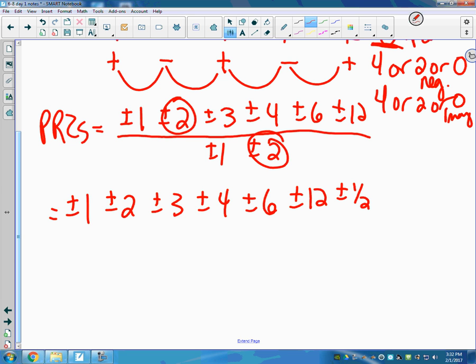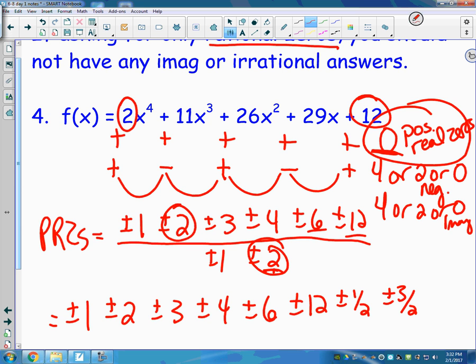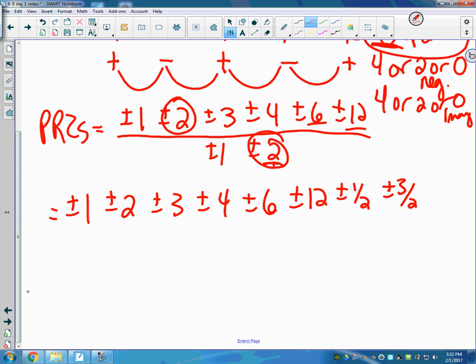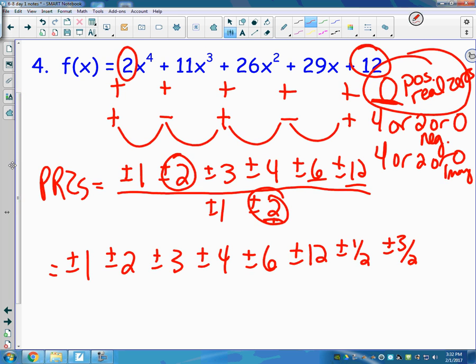That's the same number. But 3 over 2 is different. 4 over 2 is 2, already listed. 6 divided by 2 is 3, already listed. And 12 divided by 2 is 6, so it's already listed. But still I have 2, 4, 6, 8, 10, 12, 14, 16 numbers with the plus or minus. But the fact that I know there are 0 positive real roots means that I don't have to check any of the positive ones, right? So I'm going to start by checking with the negative ones. Let me put this up here so I can see the number. So I'm going to start by checking -1.